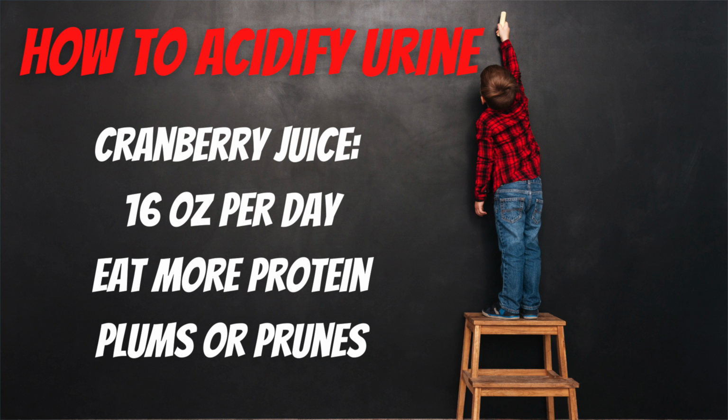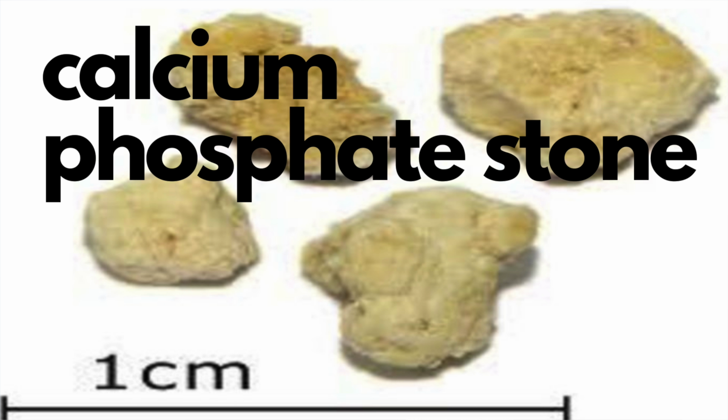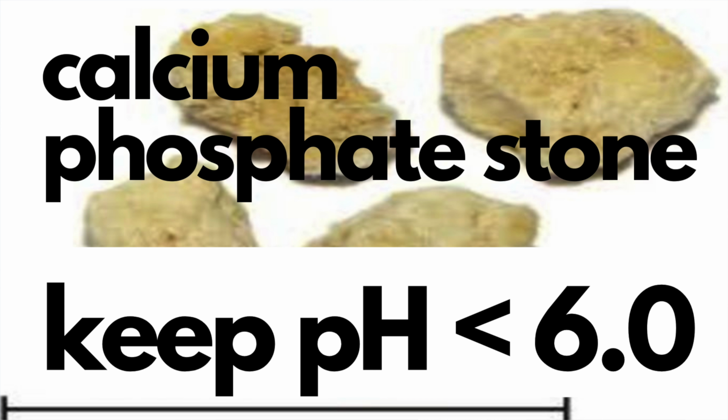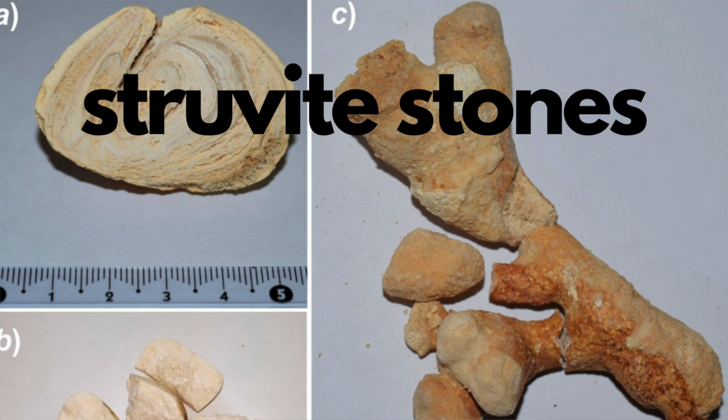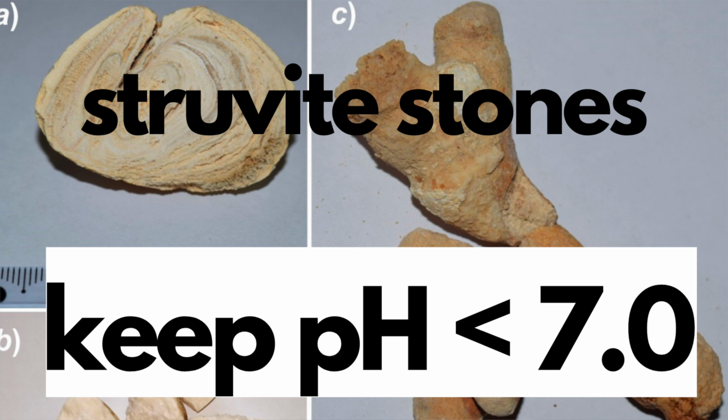Next, let's talk about the kidney stones where you need to acidify the urine or lower the pH. The first one is the calcium phosphate stones. You want to try to get the pH of these to be below 6.0. And finally, for the struvite stones, or basically the infection stones, you want to try to get the pH of this to be less than 7.0.